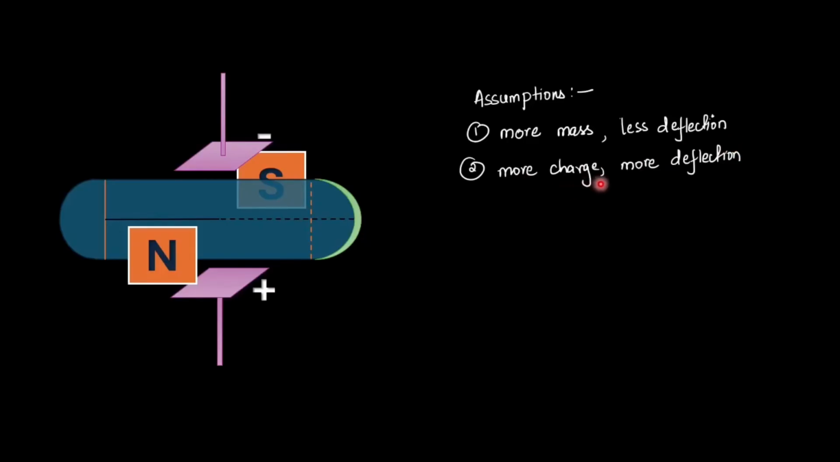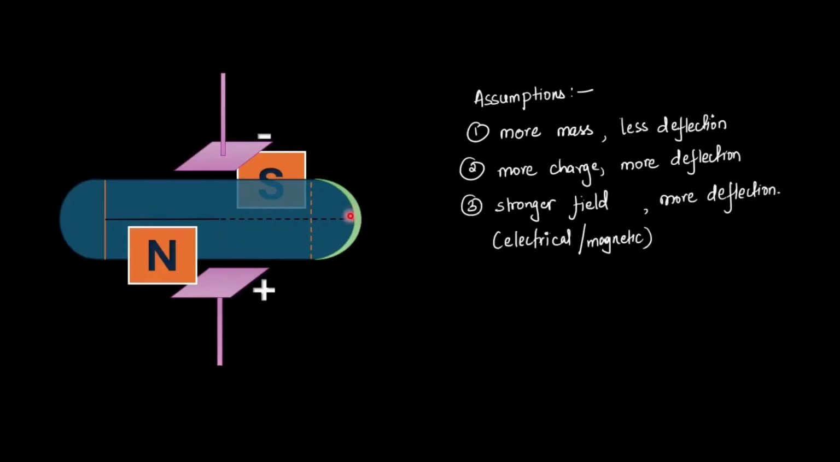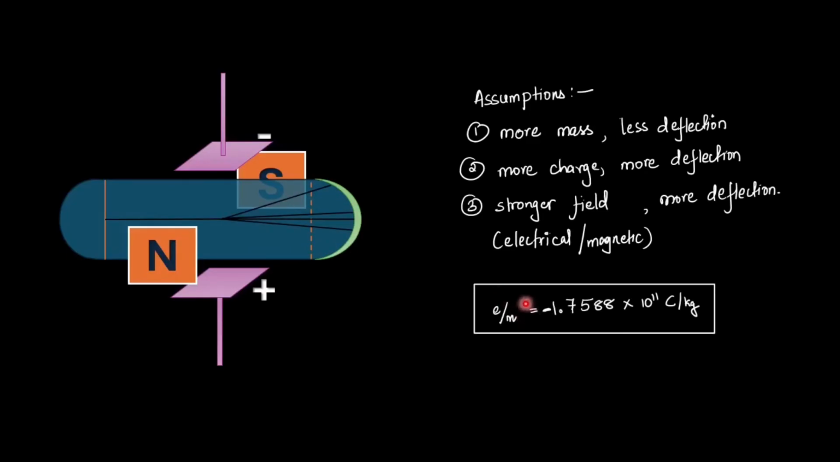The greater the charge on the electron, the greater would be the deflection due to increased interaction with the electrical or magnetic field. And finally, the stronger or the more intense the electrical or magnetic field, the greater would be the deflection. Upon careful observation of the deflection shown in various experiments, he concluded that the charge to mass ratio of cathode rays or electrons was minus 1.7588 × 10^11 coulomb per kg.